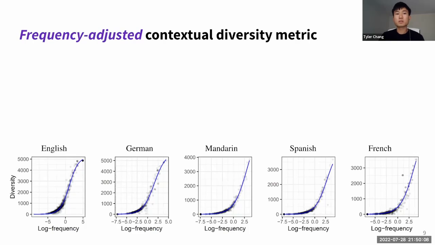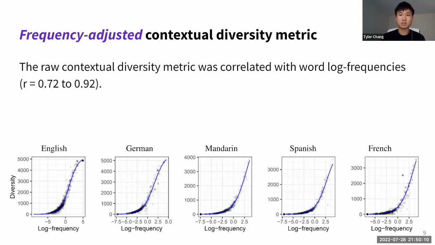However, this raw contextual diversity metric, it turns out, is highly correlated with word frequencies. Unsurprisingly, words that are more frequent have a higher chance of co-occurring with a larger number of unique other words. This is a pretty large effect, with correlations between 0.72 and 0.92, but importantly, this effect appeared to be nonlinear, as we can see in the plots below, plotting the raw contextual diversity over words' log frequencies.